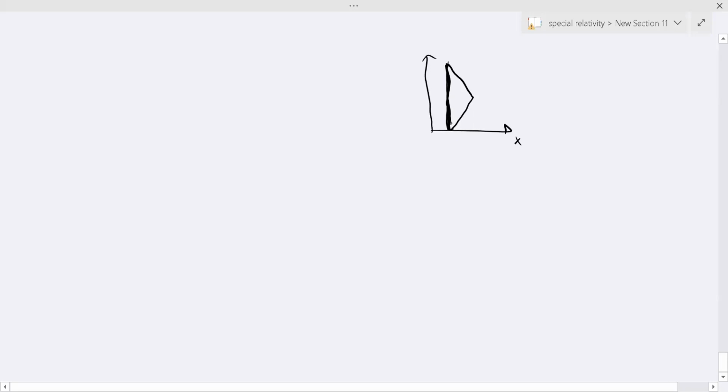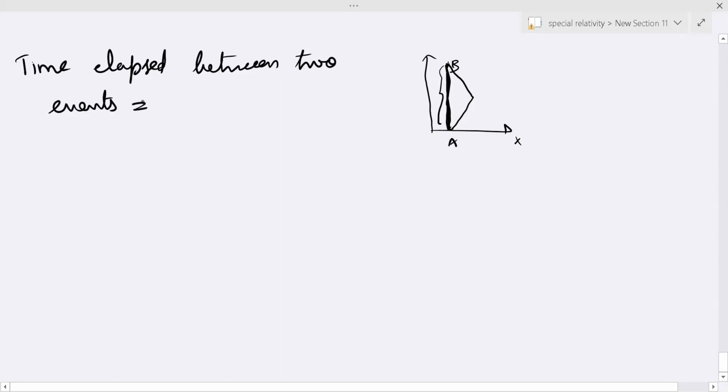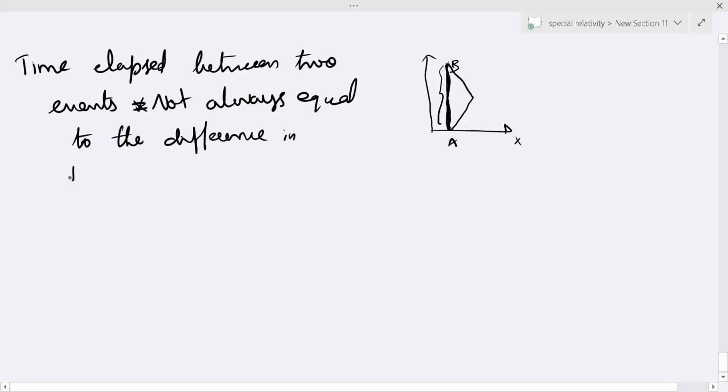And we also mentioned this idea that the time elapsed along this trajectory, the time elapsed between two events, it's not generally equal to, it's not always equal to the difference in time coordinates of the endpoints.